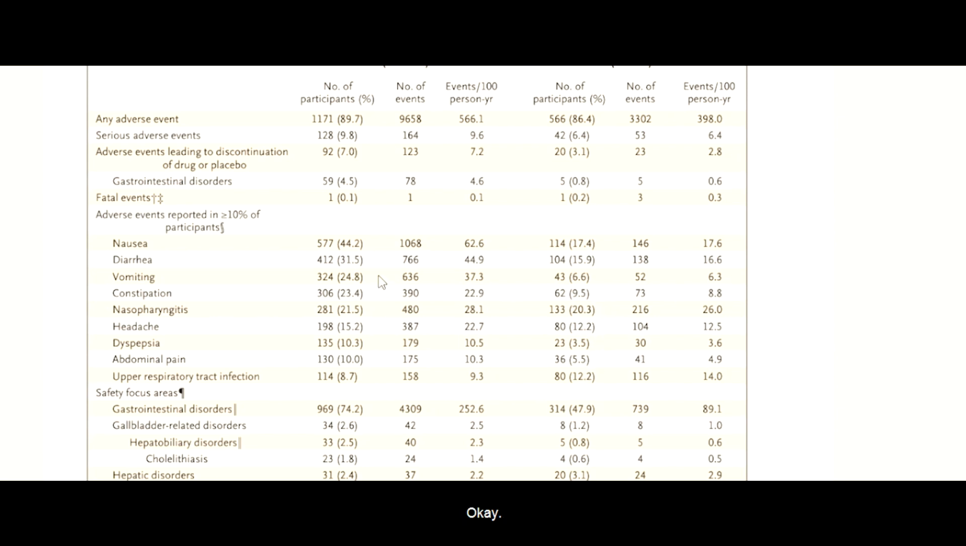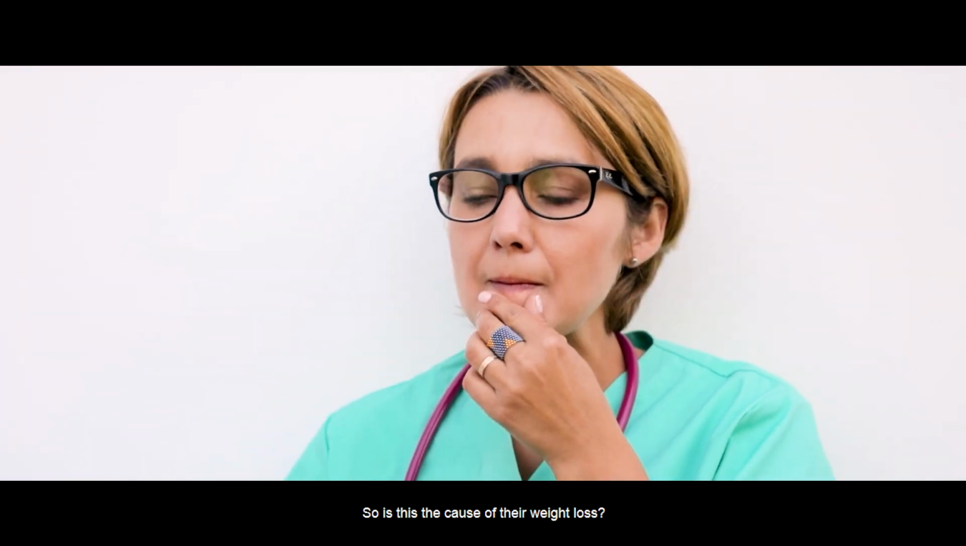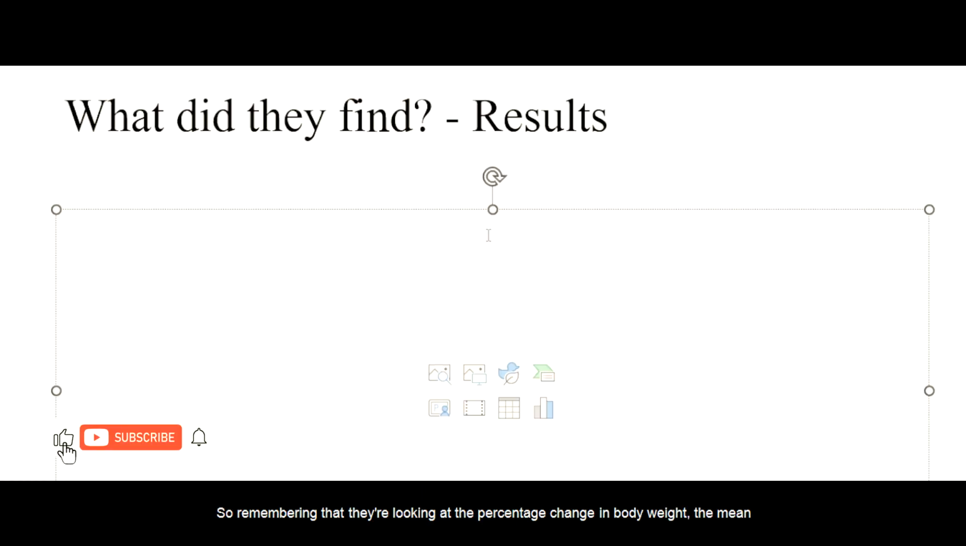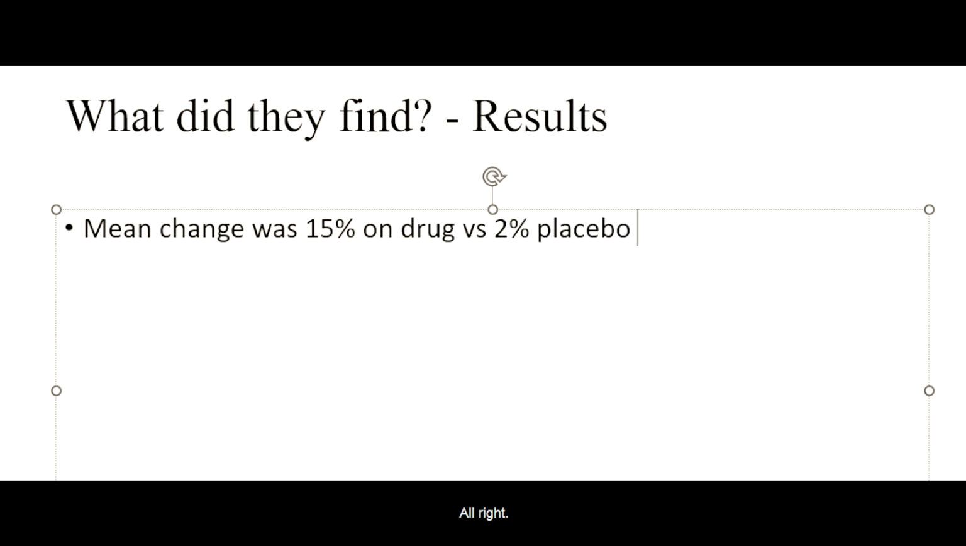Okay. I'm starting to wonder, if these people were having nausea, vomiting, diarrhea, they're obviously not eating. So is this the cause of their weight loss? So remembering that they're looking at the percentage change in body weight, the mean change was 15% on drug versus, I think it was 2% placebo.